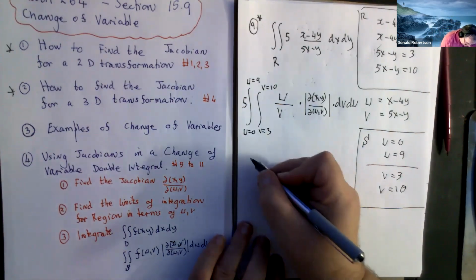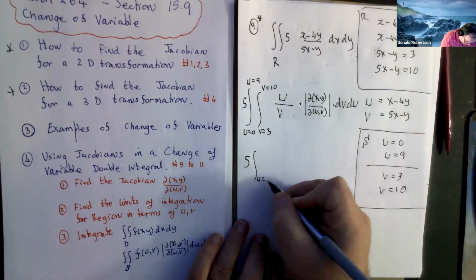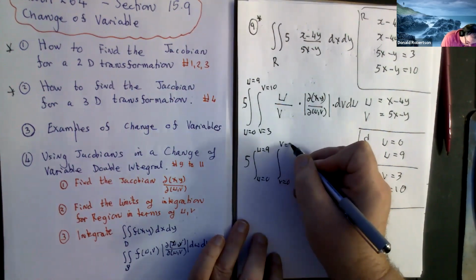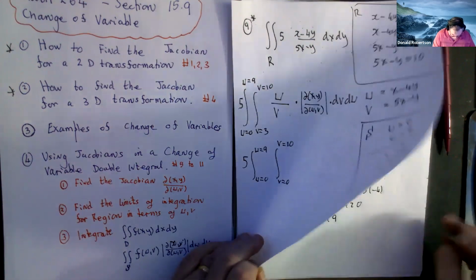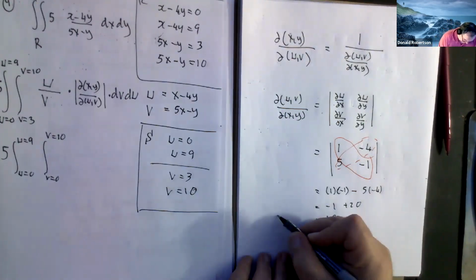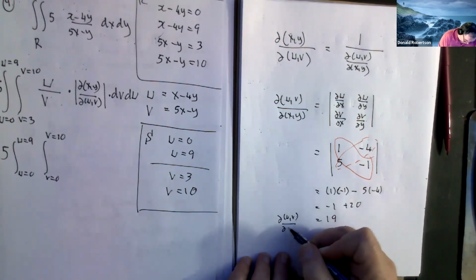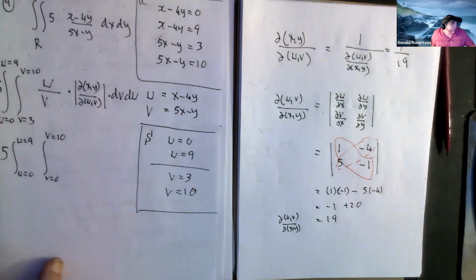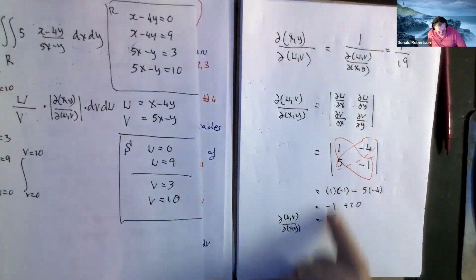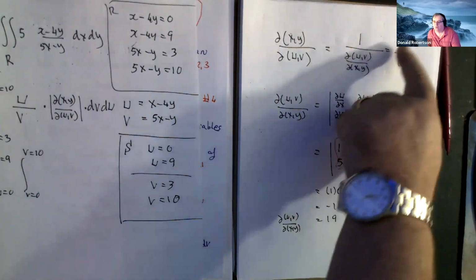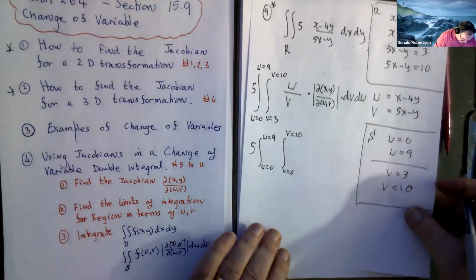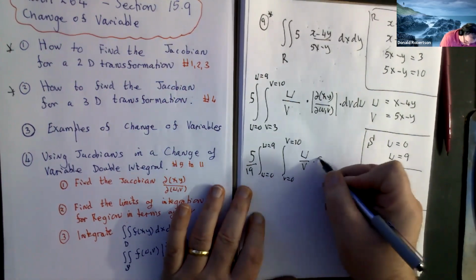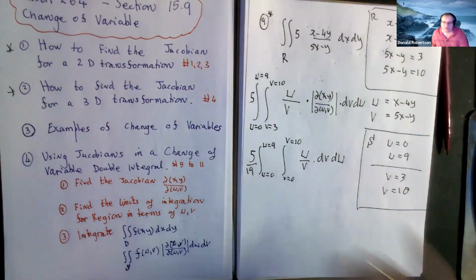Since it's positive, I don't really care too much about changing its sign. So what's going to happen here is it's going to be 5, u equals 0 to u equals 9, v equals 3 to v equals 10. The Jacobian, oh, I almost made an error. The Jacobian that we are interested in is 1 over that, so it's actually 1/19. This one's 19, the one you want is 1 over 19. So I'm going to have 1/19, which I'm going to stick out here, u over v dv du. And at that point, you should be able to finish it off.